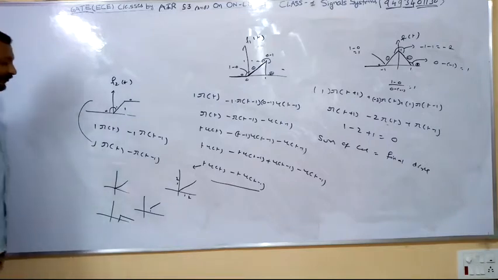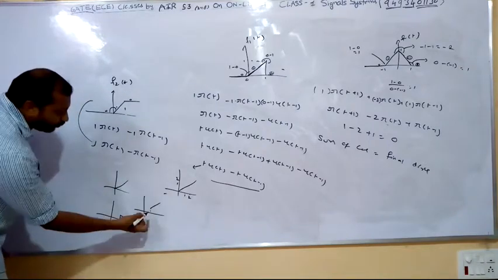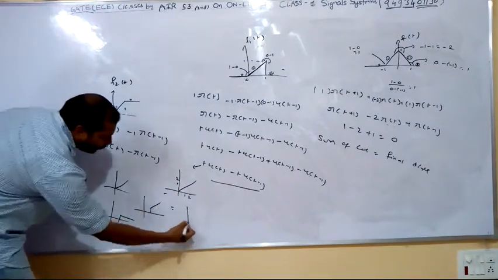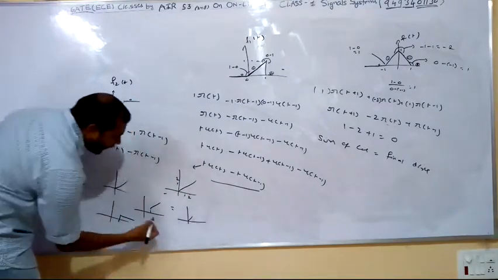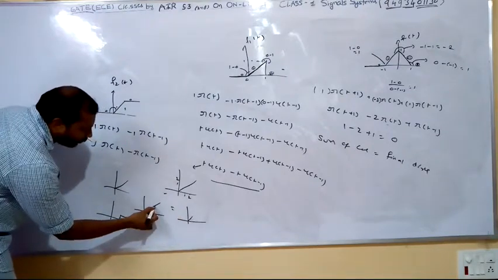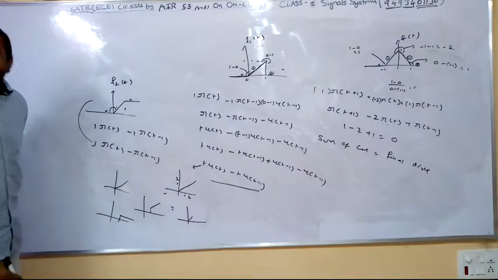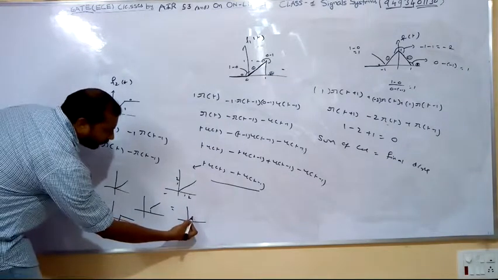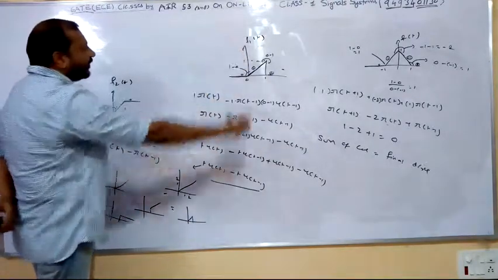If you subtract these two signals, what will you get? From 0 to 1 nothing is there, so the signal is like this only. At t equal to 1, this value is 1 minus 1, 0. At t equal to 2, 2 minus 2 is 0, 3 minus 3 is 0, 4 minus 4 is 0. The corresponding signal is this one. This is our original pulse signal they have given.